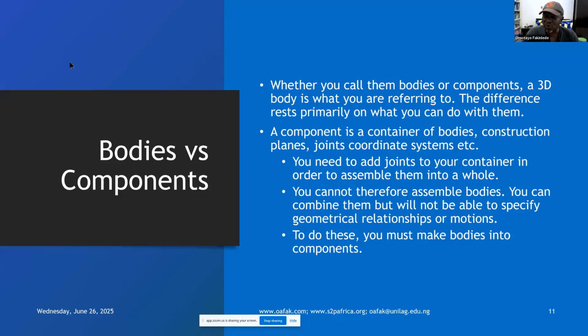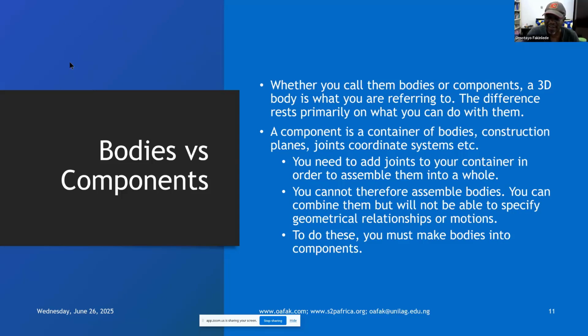But when you have an actual part, it is best, you will see, to make it a component, because a component gives you much more versatility in what you can do with it. You need to add joints to your container in order to assemble them into a whole. Once you add a joint, what you are dealing with now is no longer just a body, but a component. And you'll see that we have been creating components from bodies all along. But sometimes you don't really see any difference apart from the colorings that come in. But you will see now that there are other things that you can do with a component that you could not do with bodies.